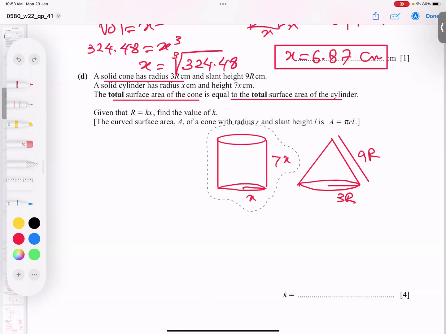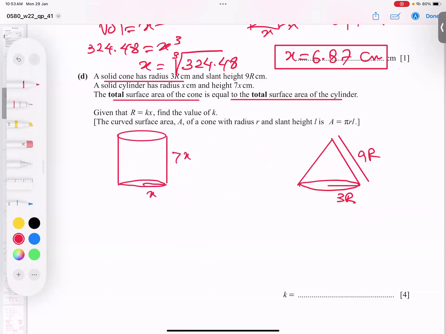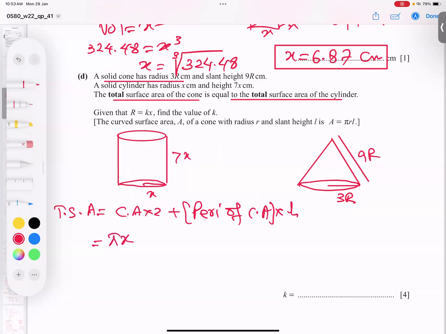So have a look, students, how I can do it. The cylinder is a prism, and what is the TSA for a prism? You know it very well. Cross area into 2 plus perimeter of cross area into height. So this is the formula. Cross area, what shape? Circle shape. So I can write pi x square into 2. Why into 2? Bottom area and the top area.